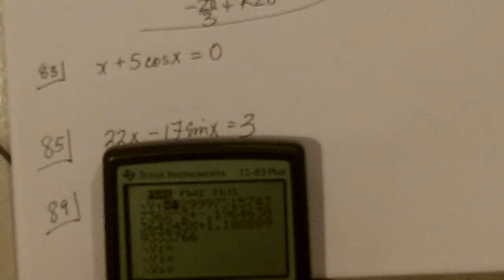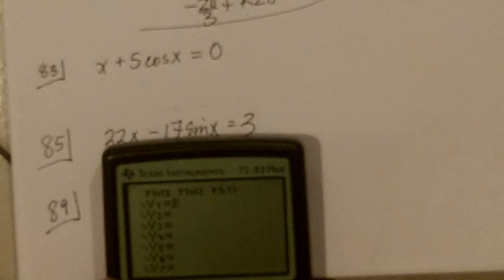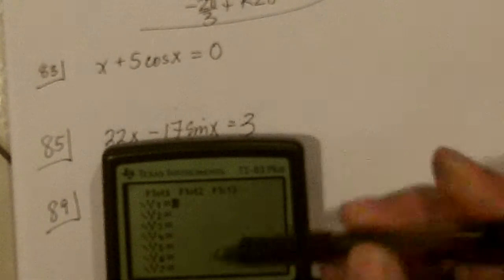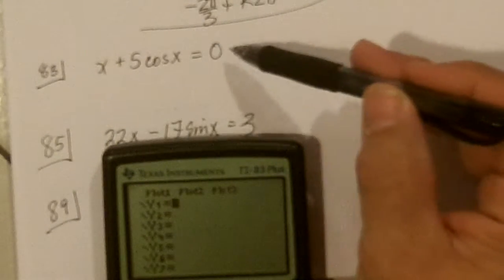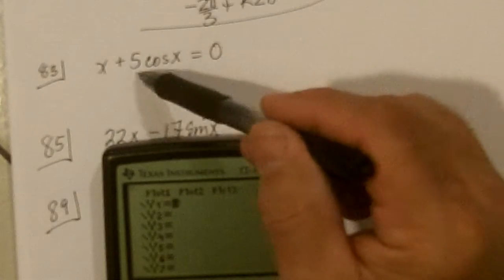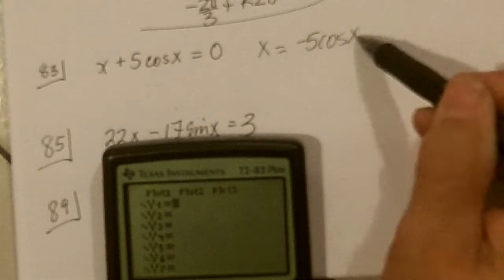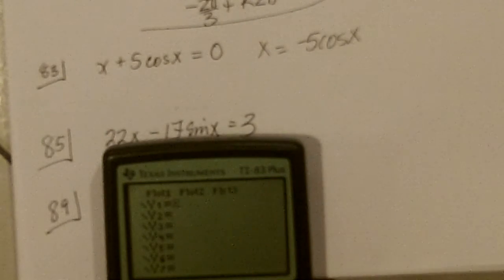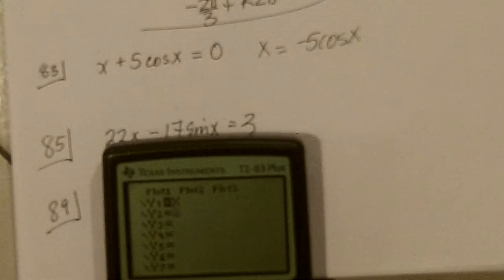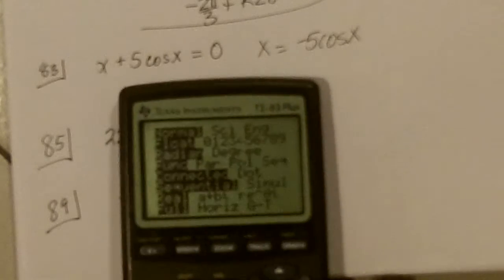So the first one, turn my plot off, come down, clear that equation, and I'll just type. I can type this in for one equation and 0 for the other, but to see it, I'm going to add this to the other side, so I'm going to get x equals negative 5 cosine x. So I'm going to graph x and negative 5 cosine x, and I'm going to do this in radians. So I'm checking my mode. It's in radians, and then I'm going to go.